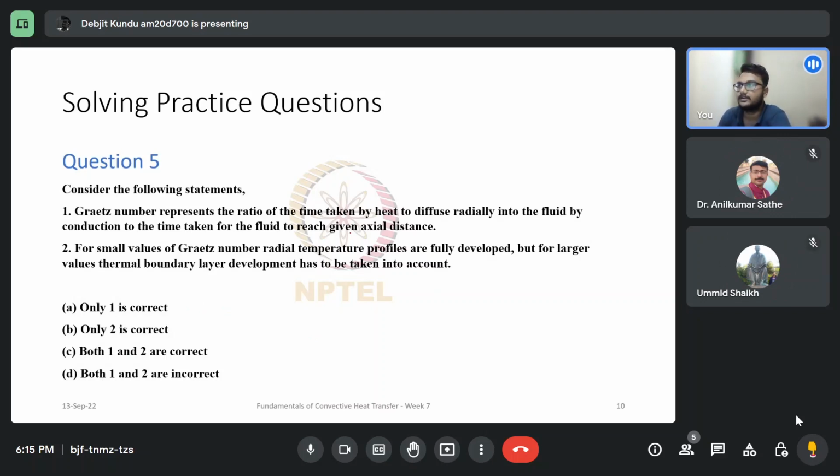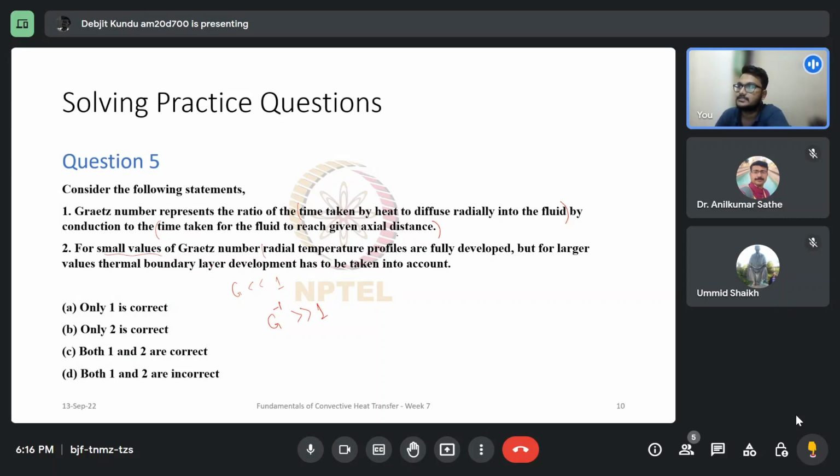So I'll try to break down these long sentences a bit. The first one says Graetz number represents the ratio of time taken by heat to diffuse radially into the fluid by conduction, to the time taken for the fluid to reach a given axial distance. And the second statement says for small values of Graetz number, so we have to consider Graetz number much less than one. Or conversely, we can think of where the inverse of Graetz number is much greater than one.